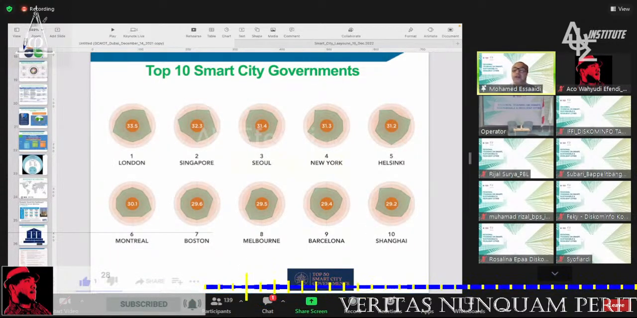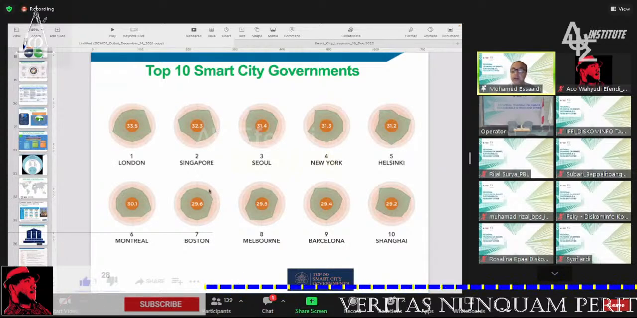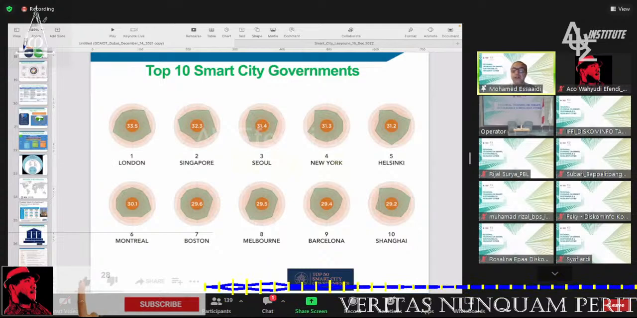According to this framework, we have a ranking, the smart city government ranking. We have here the top 10 smart city governments around the world. This is according to the recent report published: London, Singapore, Seoul, New York, Helsinki, Montreal, Boston, Melbourne, Barcelona, and Shanghai.